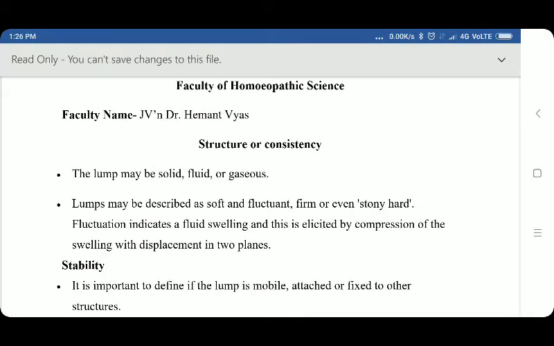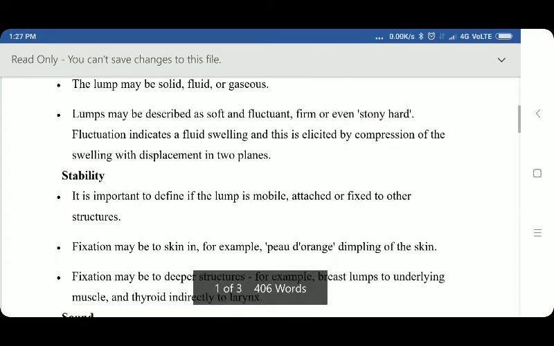Now, in inspection we have to study or examine the structure or consistency. The lump may be solid, fluid, or gaseous. The lumps may be described as soft and fluctuant, firm, or even stony hard. Fluctuation indicates a fluid swelling, and this is elicited by compression of the swelling with displacement in two planes.